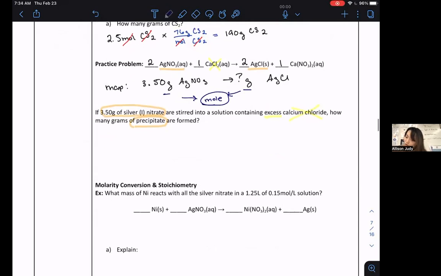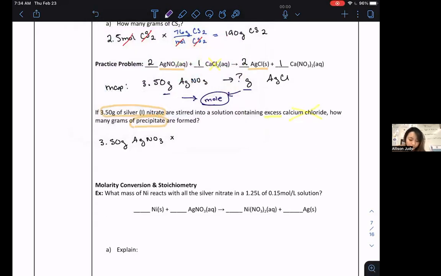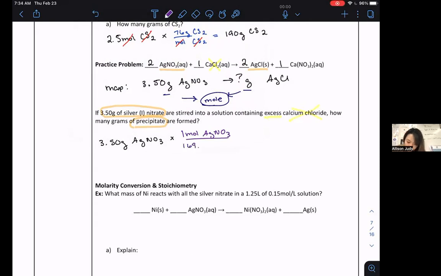So what you should have done is, of course, start with what you know: 3.50 grams of AgNO3. Then you're going to convert it using molar mass, because you've got to get to moles. So using molar mass, you turn this into a mole value. For every 1 mole of AgNO3, I have 169.88 grams of AgNO3. That's going to give me moles of AgNO3.